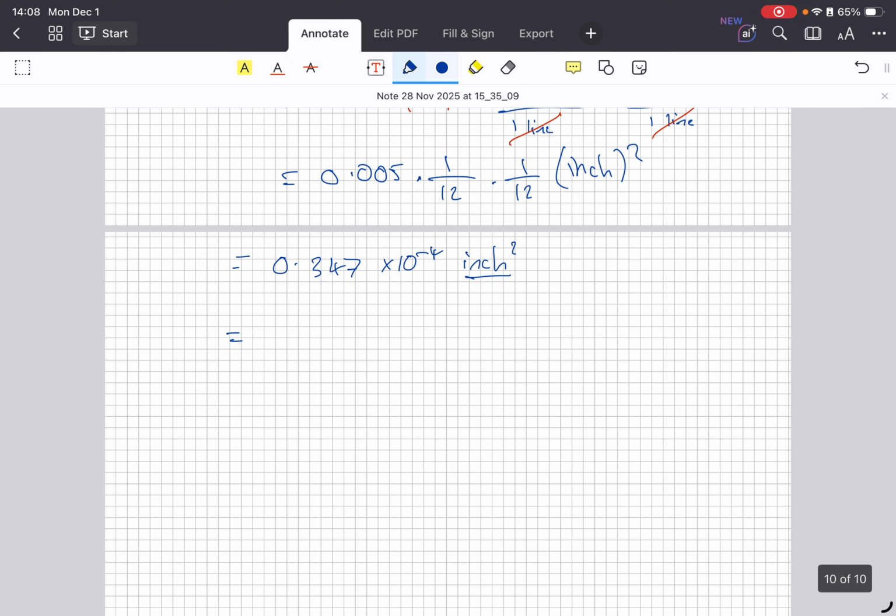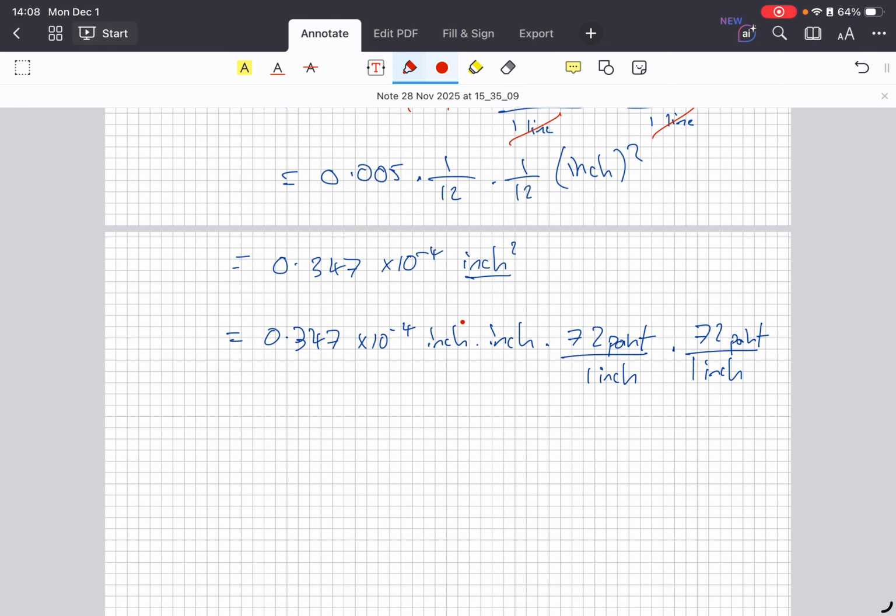So we'll take this 0.347 times 10 to the minus 4 inches squared, which is the same thing as inch times inch, and we'll multiply by 1. So here's our 72 points over 1 inch. That's 1. And then again, 72 points over inch. That's another definition of the number 1. And again, we get cancellation here. So the inches there cancel with the inches on the bottom line.